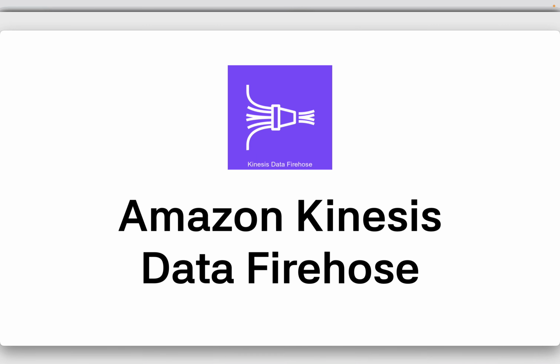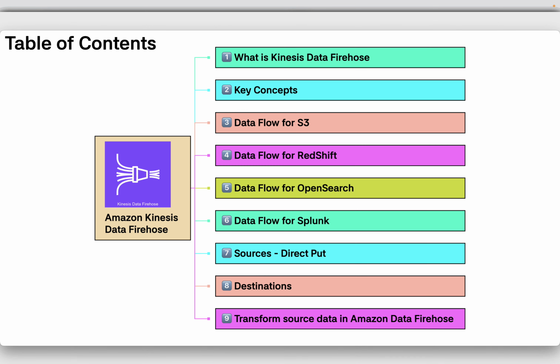Hello everyone and welcome to the lecture on Amazon Kinesis Data Firehose. So this lecture will contain all these topics. What is Kinesis Data Firehose? Key concepts, data flow for S3, data flow for Redshift, data flow for OpenSearch, data flow for Splunk, and the sources, destinations, transform source data in Amazon Data Firehose.